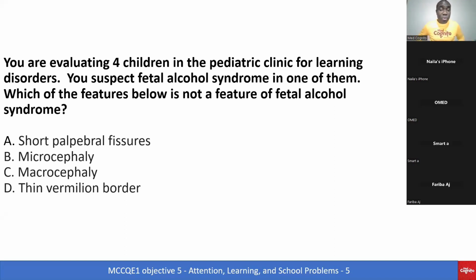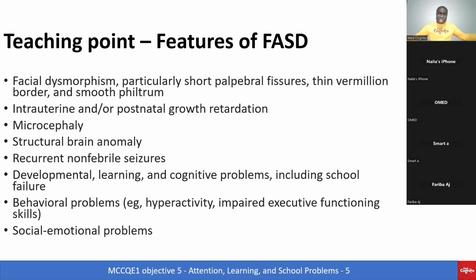Macrocephaly. So why not microcephaly? Why not short palpebral fissures? Why not thin vermilion border? Because short palpebral fissures, microcephaly, and thin vermilion borders are all features of fetal alcohol syndrome. The only one which is not a feature there is macrocephaly, big head. So what is the teaching point here? What are the features of fetal alcohol syndrome?